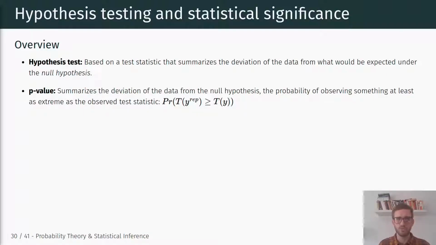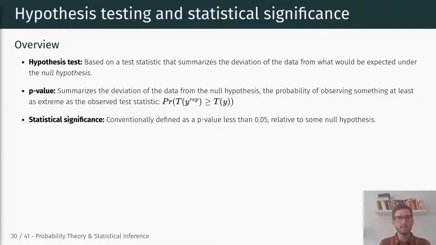And this brings us directly to the p-value. The p-value summarizes the deviation of the data from the null hypothesis. So in other words, the probability of observing something at least as extreme as the observed test statistic. We could formulate this as the probability of observing a test statistic, where t^y is the test statistic that we observe in the data that we have, and t^y_rep is the test statistic over repeated data replications, right? So how likely is it that we observe this, assuming that the null hypothesis was true and we had a given sampling distribution under the null? How unusual is the data set that we actually observe and the test statistic that we computed based on that data? Okay, that's basically the whole idea behind hypothesis testing.